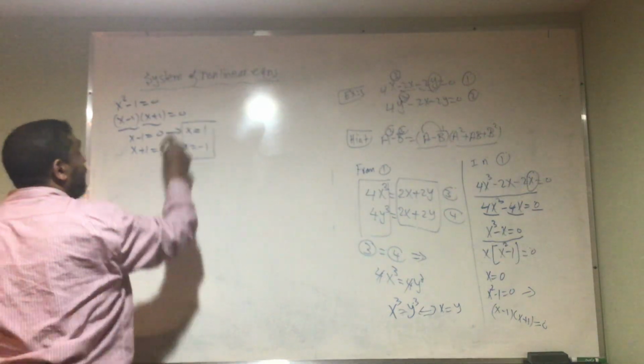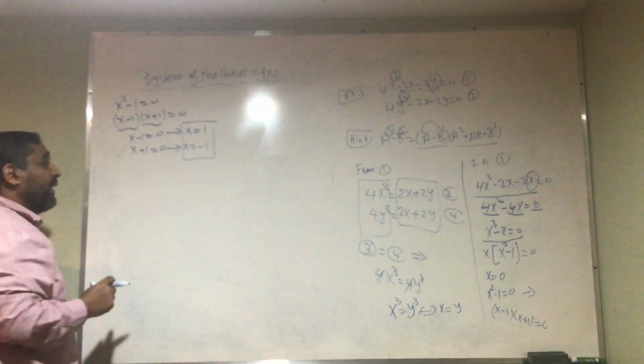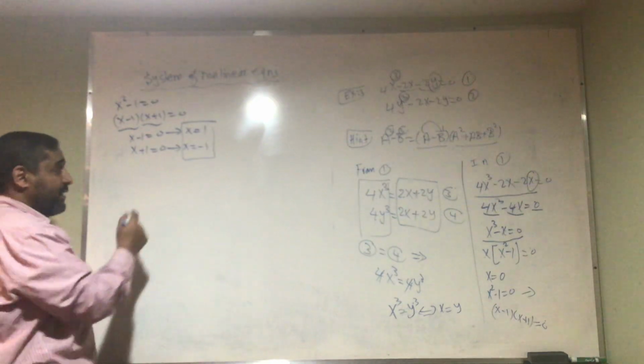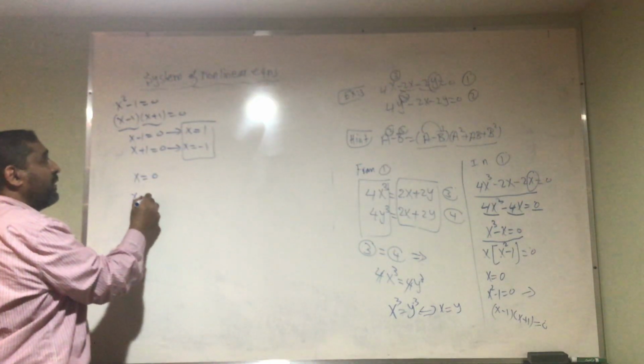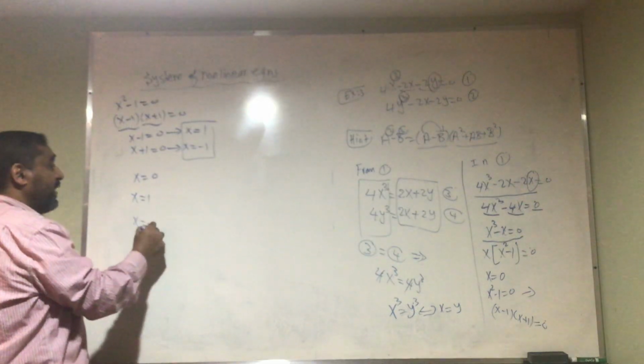So how many values for x are you going to get? I'm getting 3 values for x. The first value, x equals 0. Second value, x equals 1. The third value, x equals minus 1.